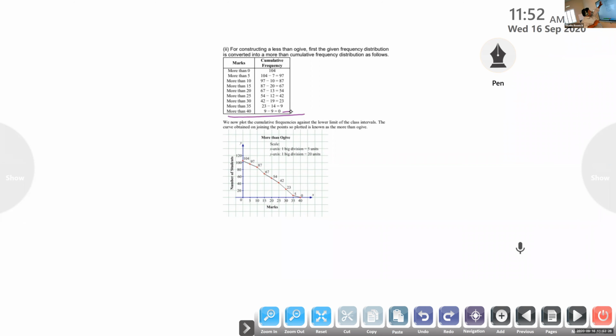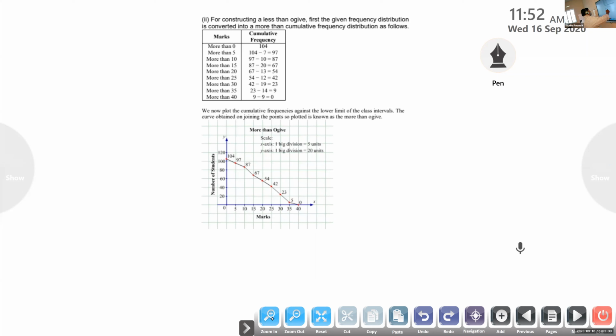So we constructed a more than type cumulative frequency table here. When we want to use this table to construct a more than ogive, we plot the cumulative frequency against the lower limit of the class intervals. Now you are going to do that.